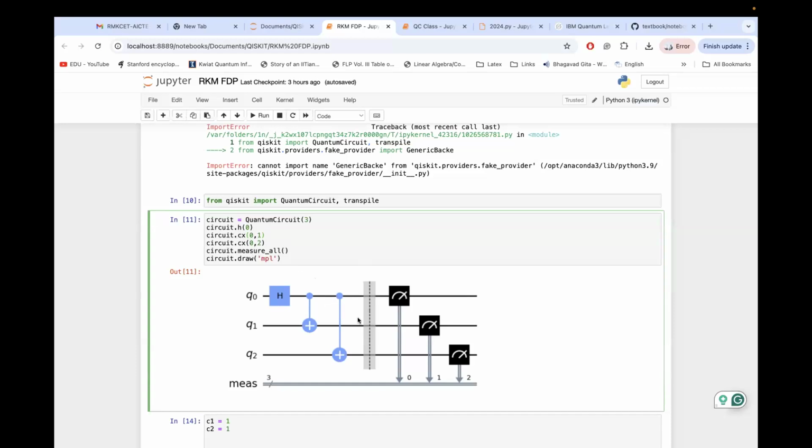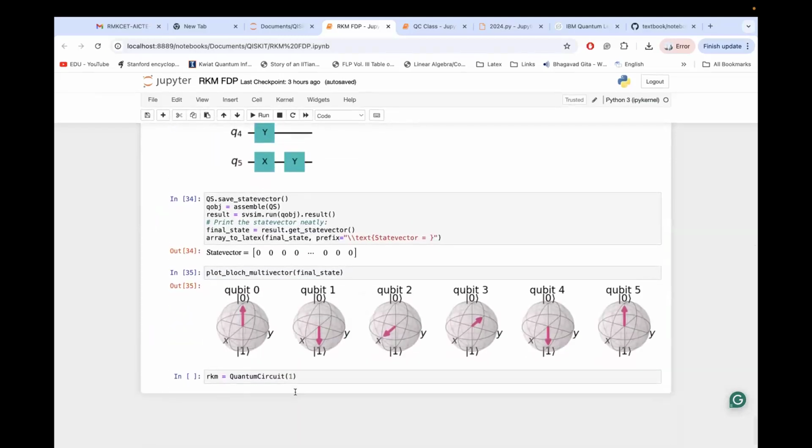Next, after defining this circuit, we are going to measure the system, right? So circuit.measureAll. MeasureAll means it is going to measure the state of the system for every individual qubit. And circuit.draw. Suppose you want to draw the circuit, you have to use circuit.draw, and that is going to draw the circuit. Okay. So for example, the first circuit we have created is a quantum circuit with 1 qubit, and we stored it in the name RKM.